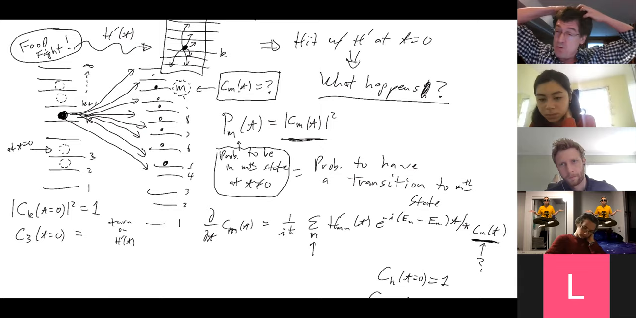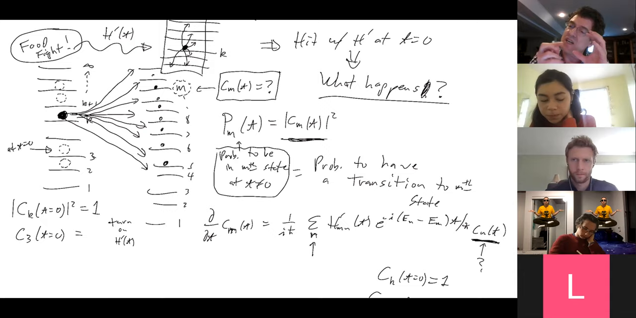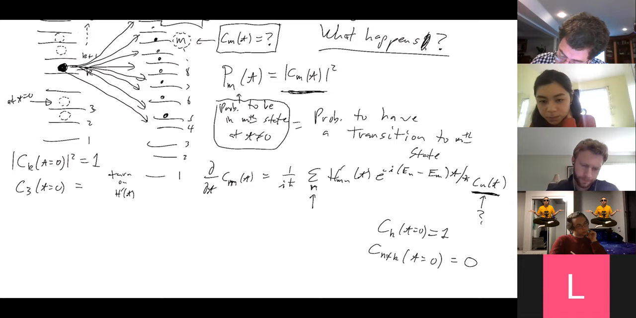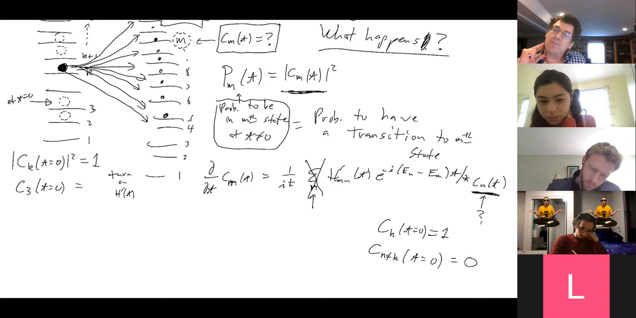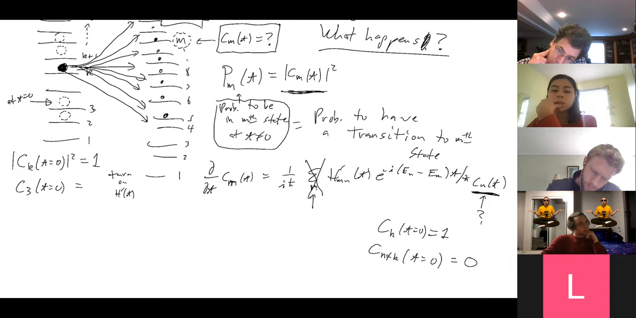But the point is that if all the amplitude started in the kth state, then over a very short amount of time, all the other states only have very little to share. So I can ignore them. So that means that this sum, I can forget about the sum, and I only have to worry about which state in that sum? Tell me. K state? That's exactly right.